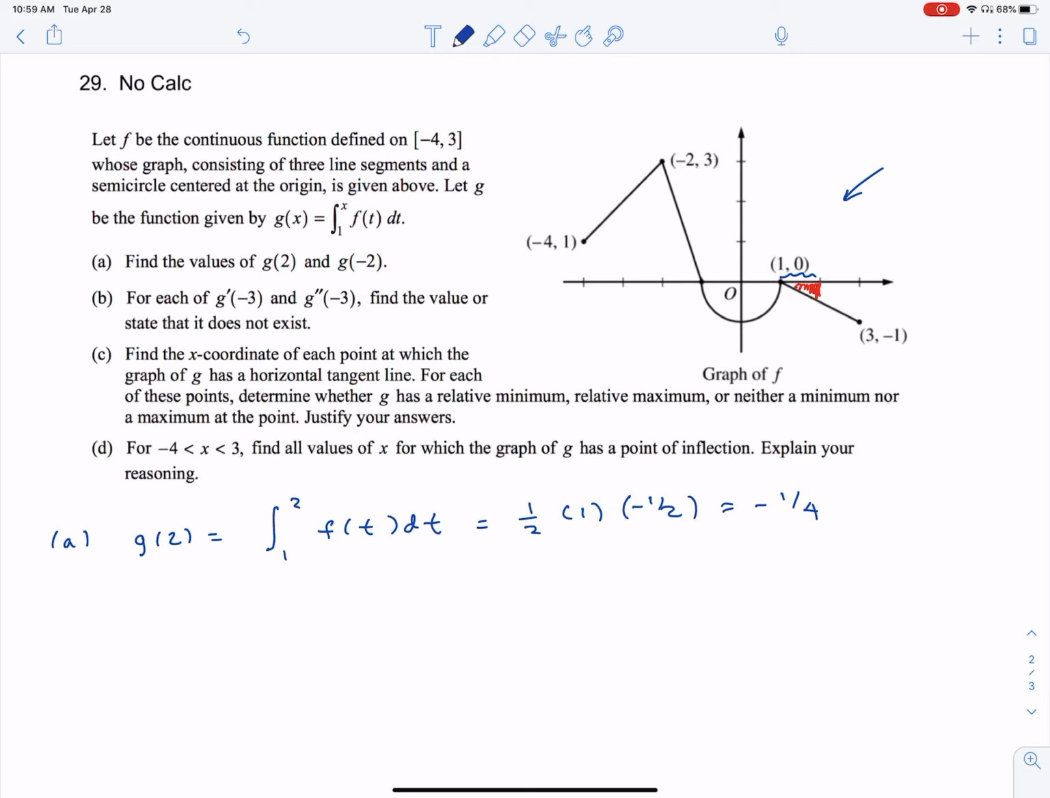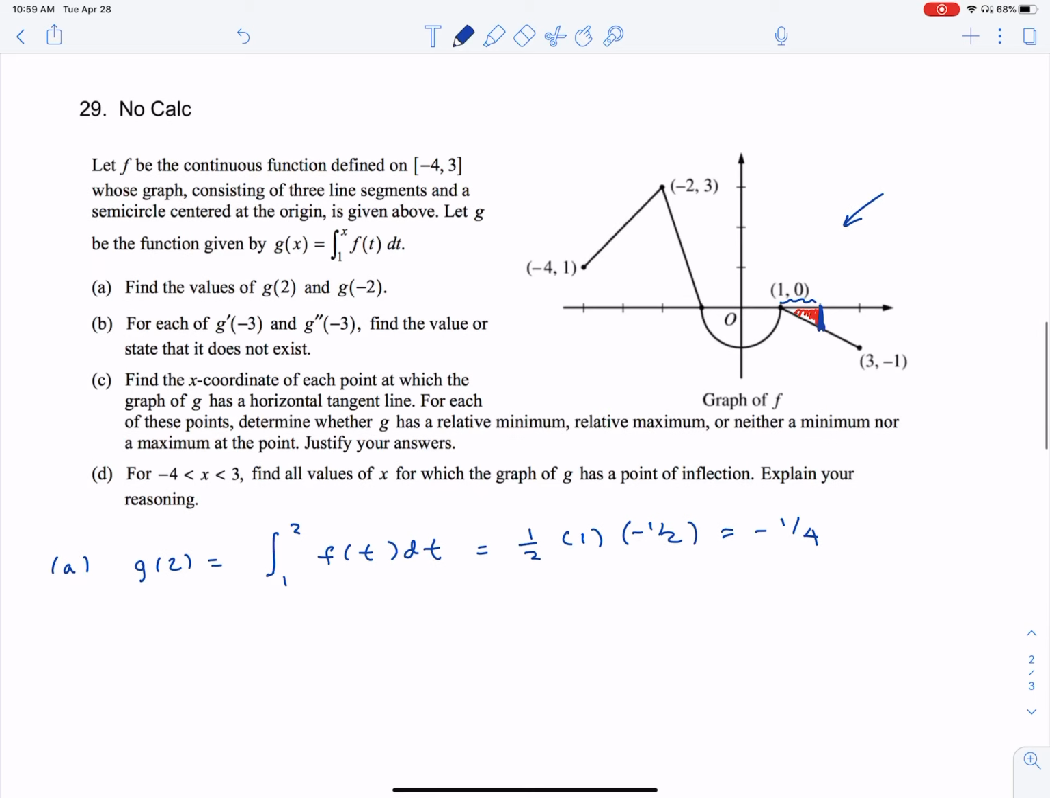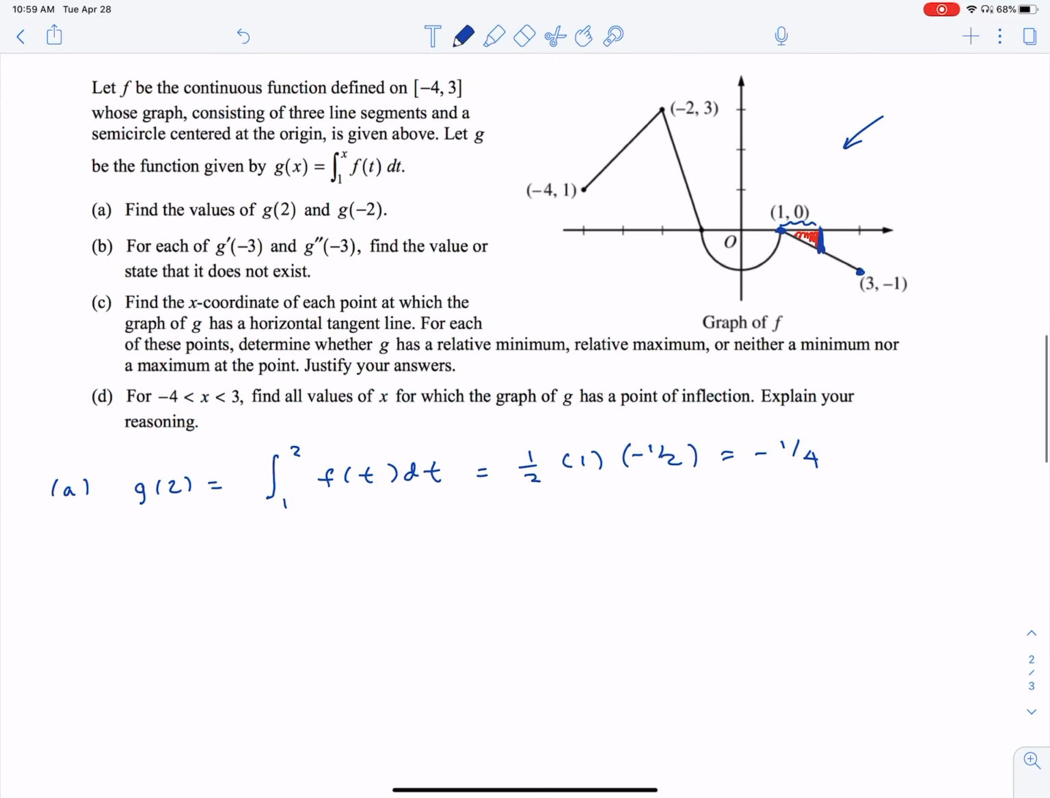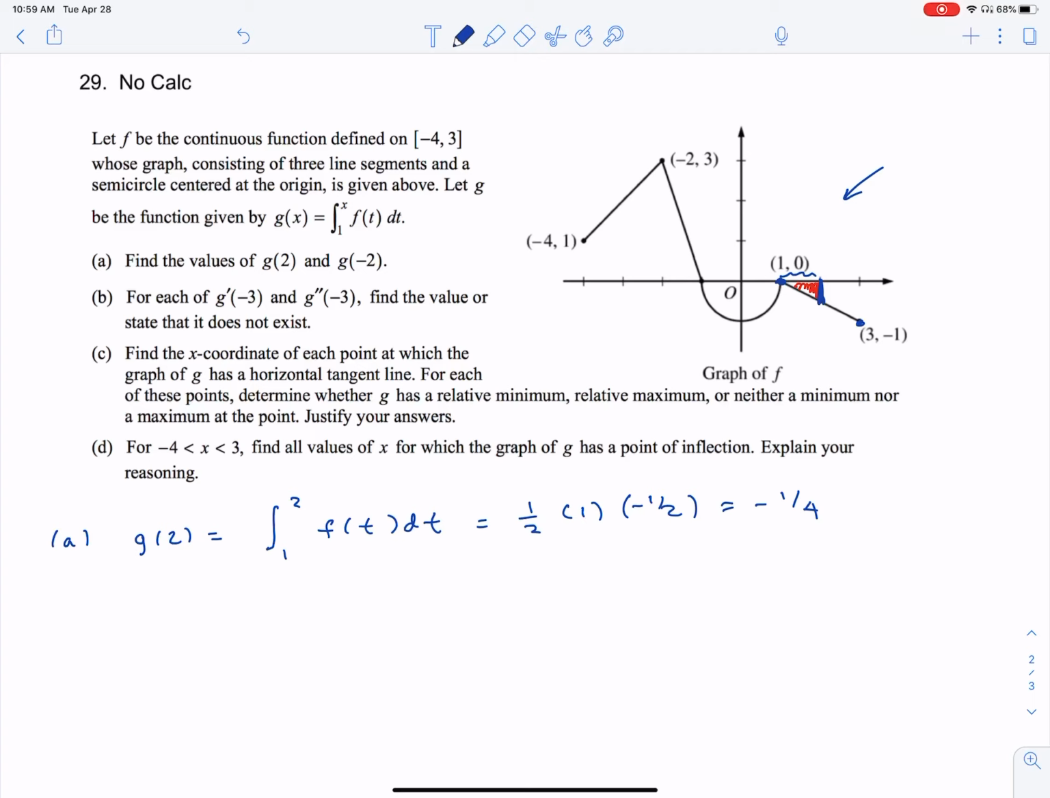By the way, if you're wondering how I knew it was negative 1/2 for the distance from here to here, I looked at the slope of the line from here to here, and I saw that the slope of the line is negative 1/2. And so since I went over 1, I had to go down 1/2. Okay, let's continue. Let's go find g of negative 2.